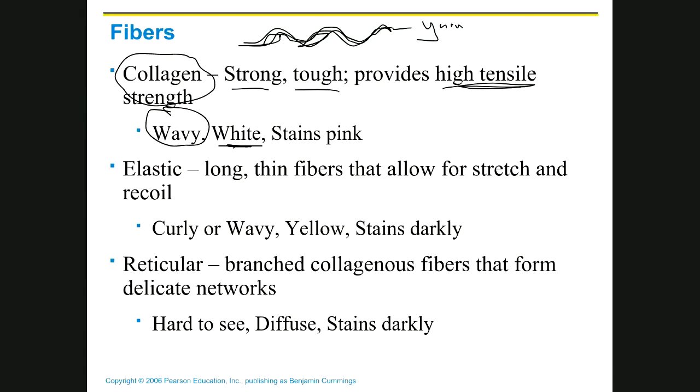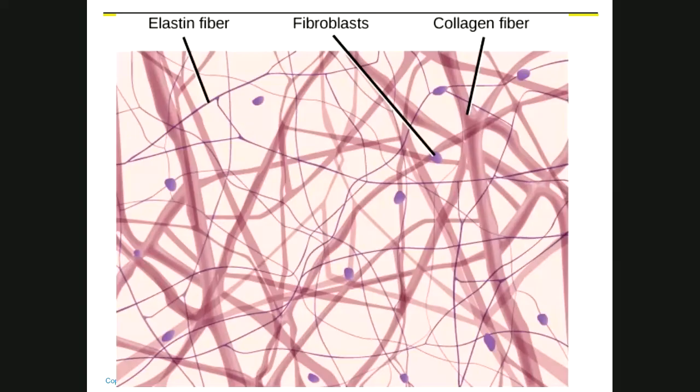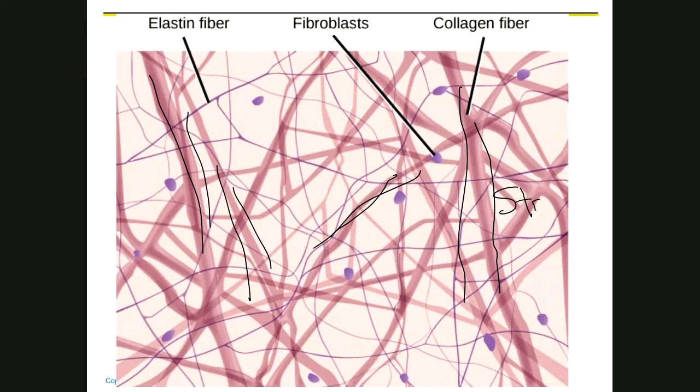But in order for us to see things on a slide, we usually stain them. And collagen usually stains pink. So if we go here and look at it, these pink fibers, these are collagen. And look how thick they are compared to the rest of them. Big, thick fibers. So that's what gives a tissue its strength. That's what makes a tissue strong.